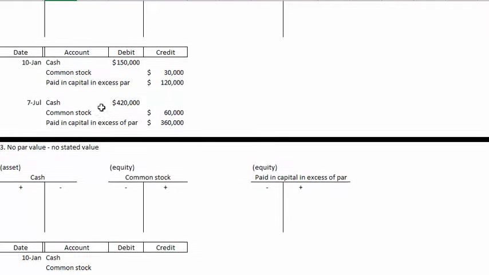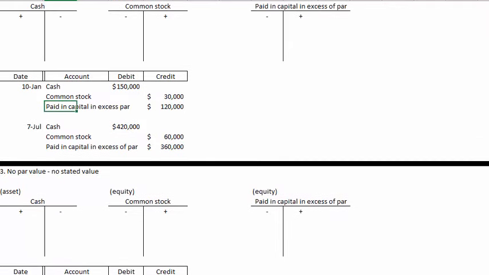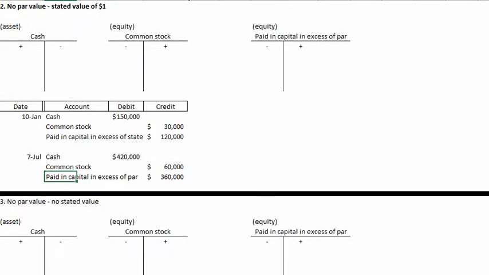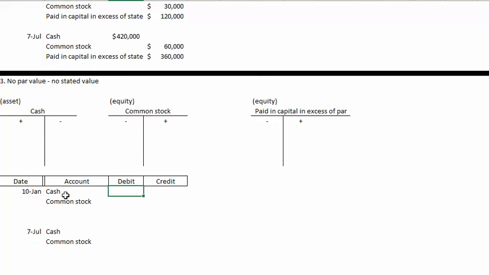And actually, while I'm thinking of it, you probably should change the terminology to paid in capital in excess of stated value instead of par, because in this case there was a dollar stated value, not a par value. Really a technicality here. But in this case, we go back here, we still receive the same $150,000, but the entire amount goes to common stock. The second transaction, we received $420,000, and the entire amount goes into common stock.